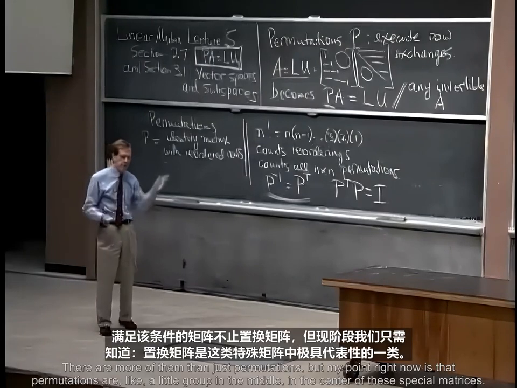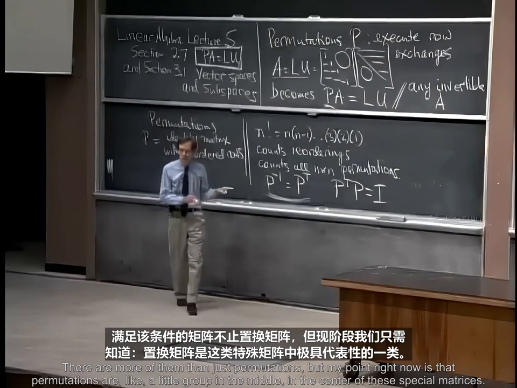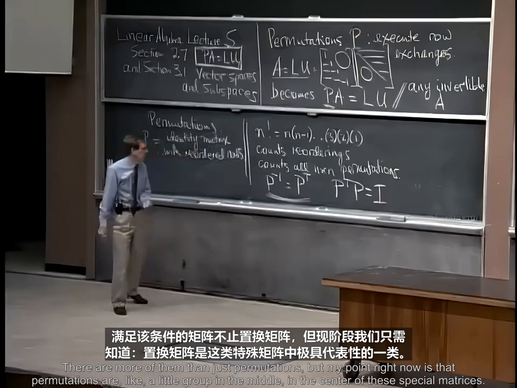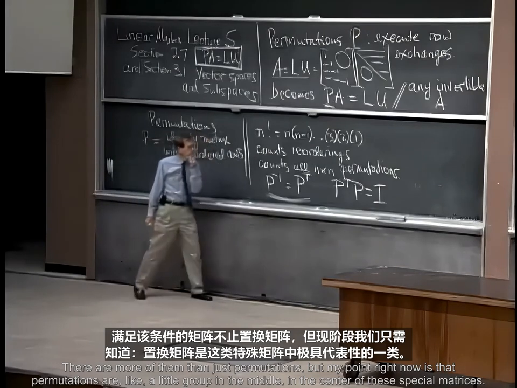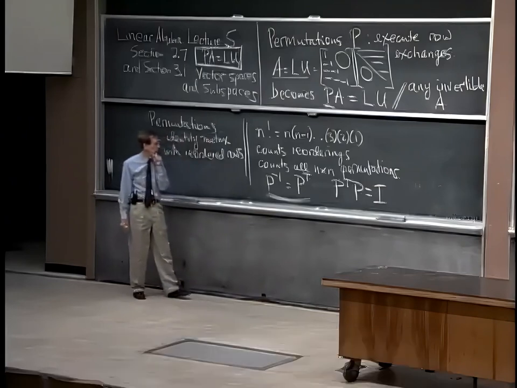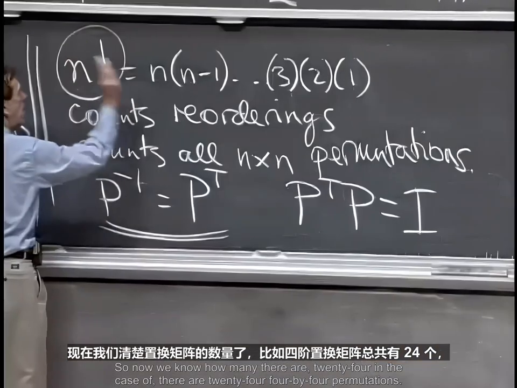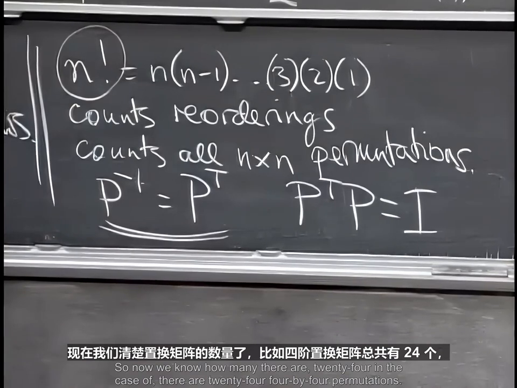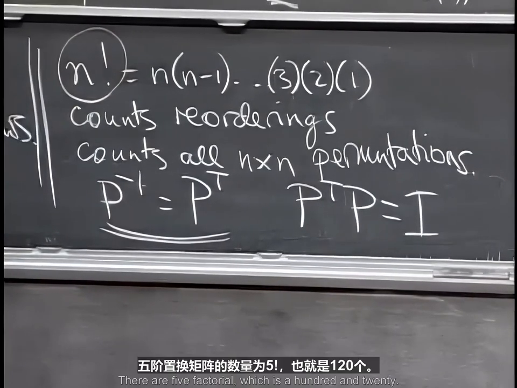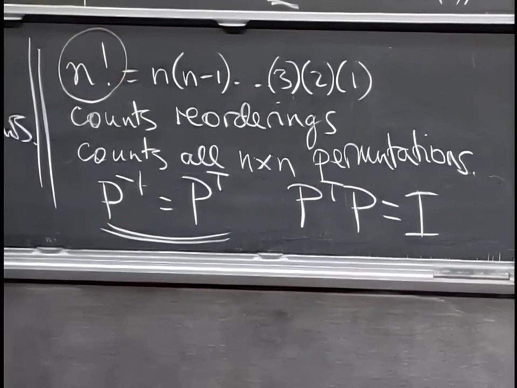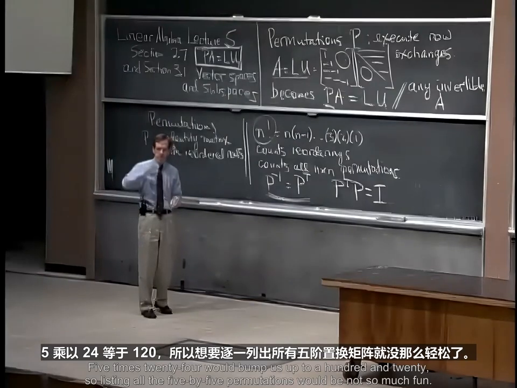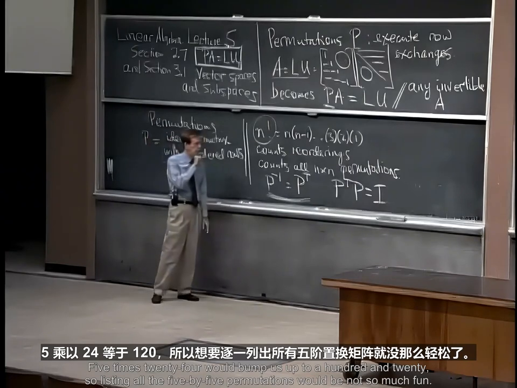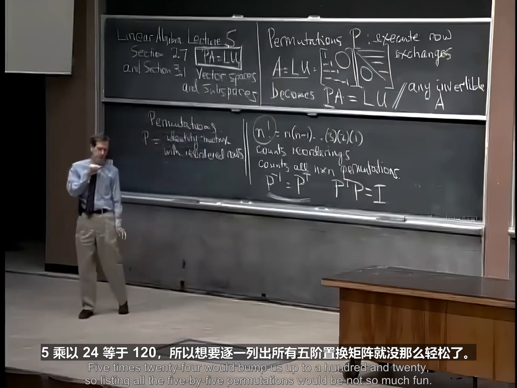There are more of them than just permutations, but my point right now is the permutations are like a little group in the center of these special matrices. Okay. So now we know how many there are. There are 24 4 by 4 permutations. There are 5 factorial, which is 120. 5 times 24 would bump us up to 120. So listing all the 5 by 5 permutations would not be so much fun.